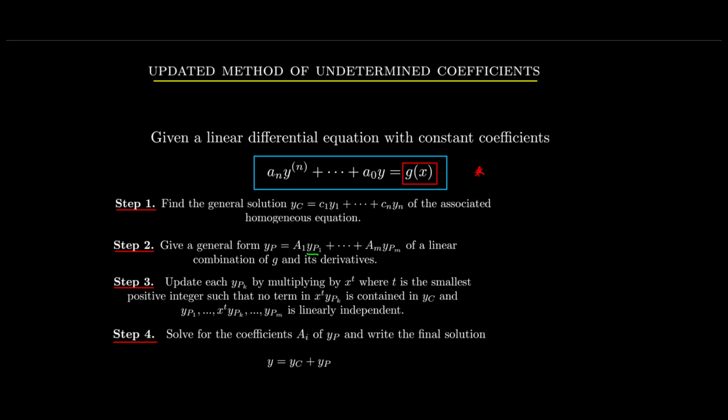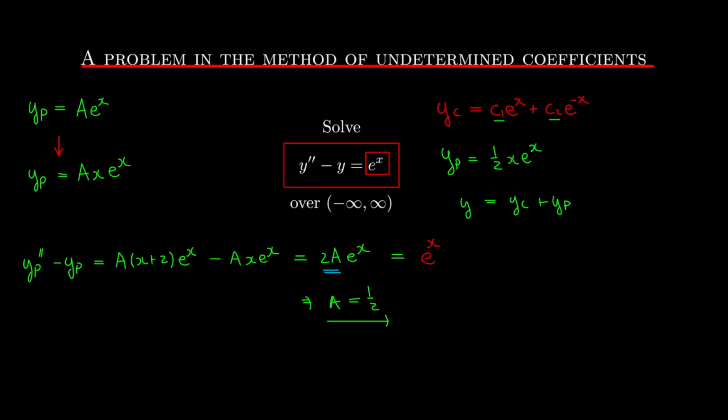So certain of these functions, y sub p1 for instance, could be a solution to the associated homogeneous equation. It could appear here. And that's a bit of an issue. That's a problem. It's really the same problem here, right? The problem here was that our function a e to the x was already a solution. It was matching with the complementary function.